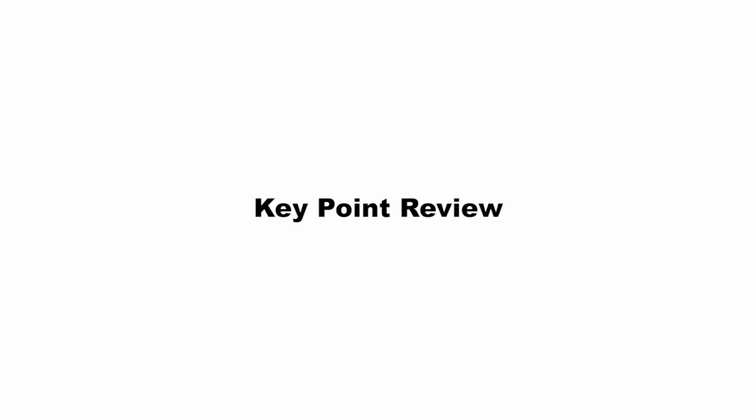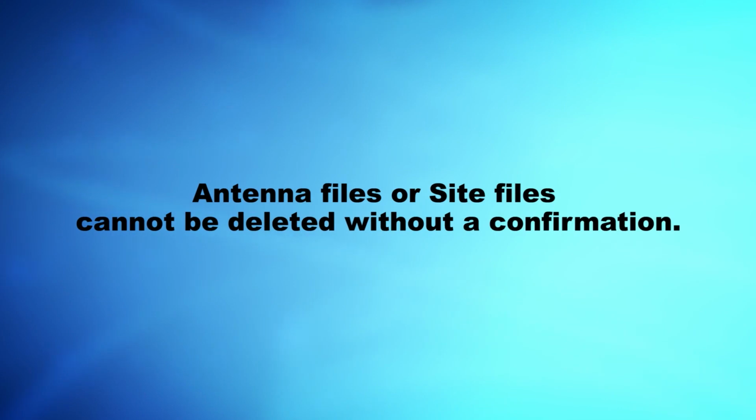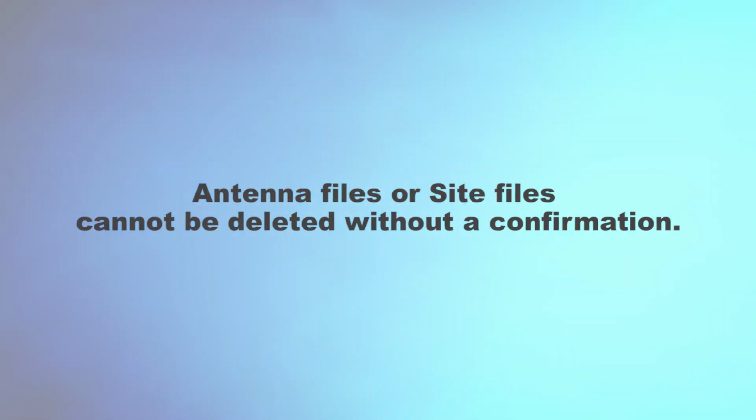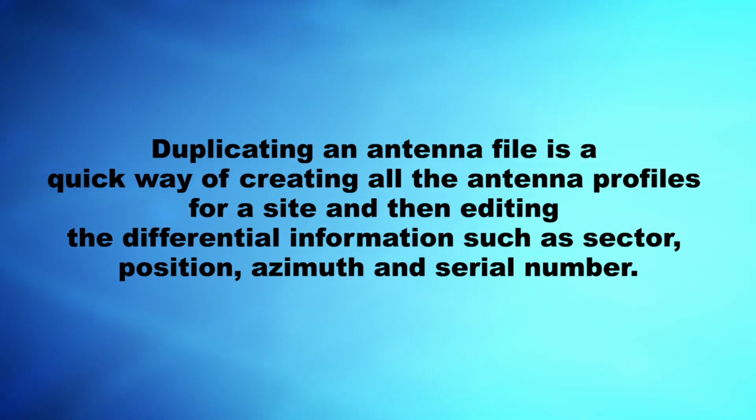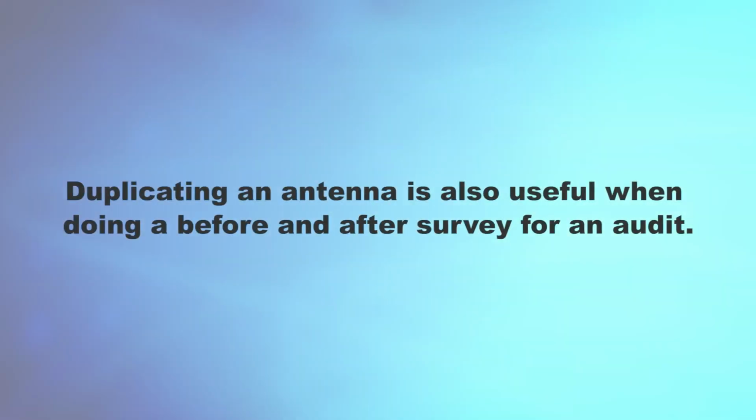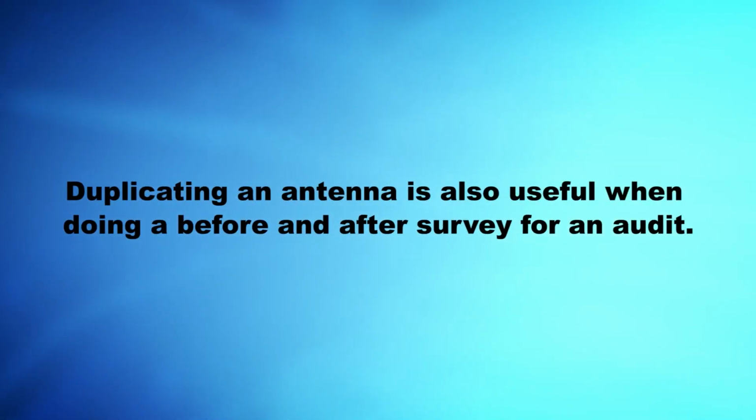Key point review. Antenna files or site files cannot be deleted without a confirmation. Duplicating an antenna file is a quick way of creating all the antenna profiles for a site and then editing the differential information such as sector, position, azimuth, and serial number. Duplicating an antenna is also useful when doing a before and after survey for an audit.